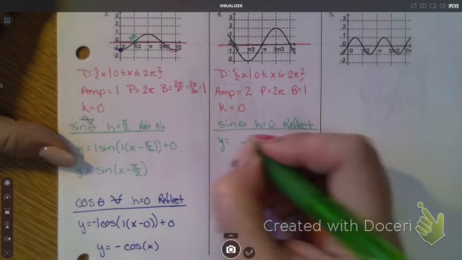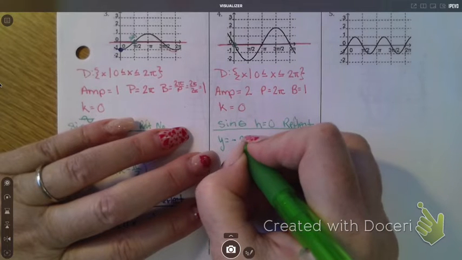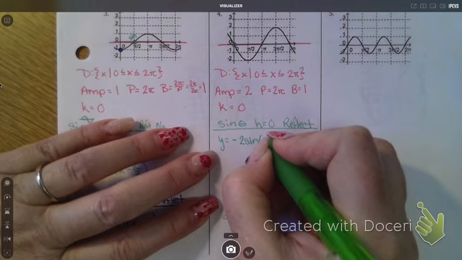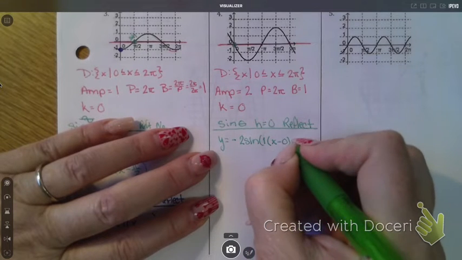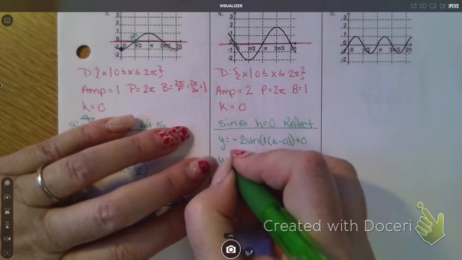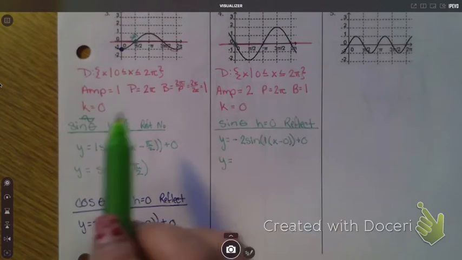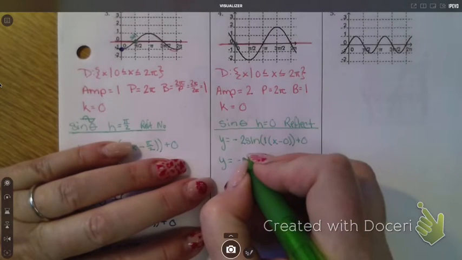So y equals negative 2 sine of 1 times (x minus 0) plus 0. And yes, Brad, you were right. But for now, on the front, we're going to do all of it. On the back, we can skip. Okay? Too late. Because sine starts and goes up, right? Okay, so you should have negative 2 sine of x.